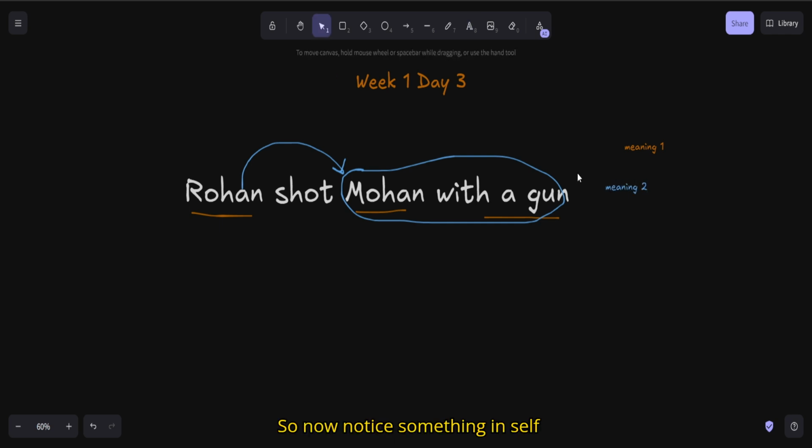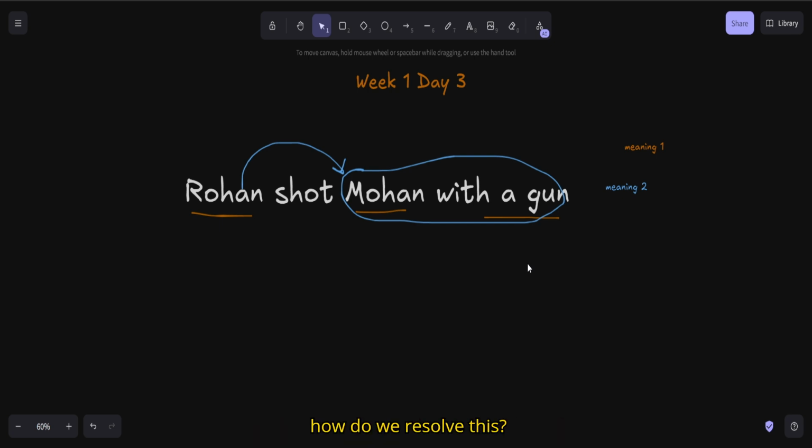So now notice something in self-attention. What do you do? We find out how one word is related to the other word, or like what is the context? We are finding out the context after attention, right? So here we have two different contexts. One context is Rohan shot Mohan with a gun, as in the gun is with Rohan. The second context is Rohan shot Mohan with a gun, where the gun is with Mohan this time. So the gun can either be with Rohan or with Mohan. So here we have two different meanings.